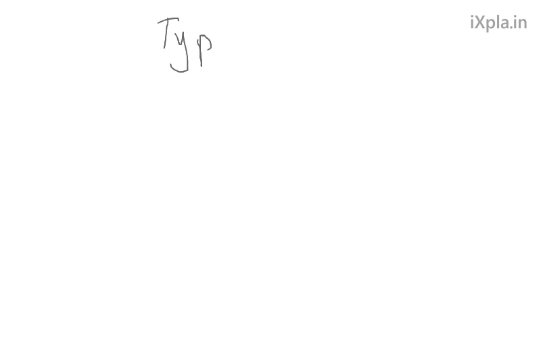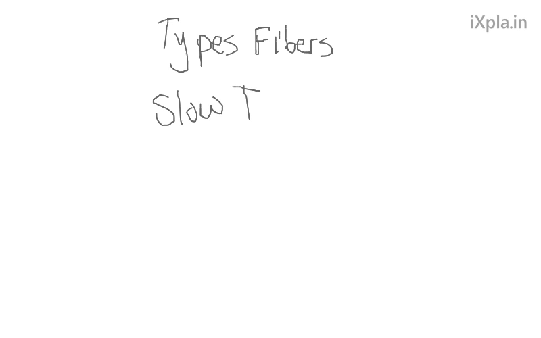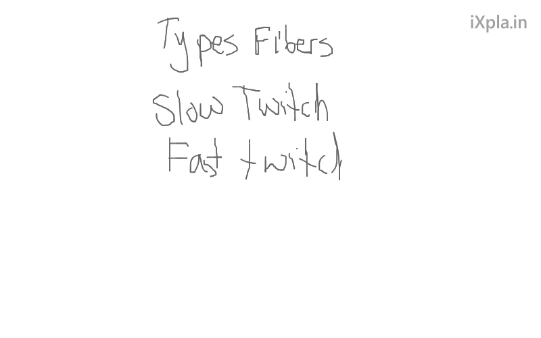Types of muscle fibers. Now, there's three types of muscle fibers. There's slow twitch muscle fibers, fast twitch muscle fibers, and there's another twitch muscle fiber that we'll talk about. Now, these are also called type 1 and type 2, but slow twitch and fast twitch again, because everything seems to be slow and fast in this class. So slow twitch and fast twitch we'll go by.